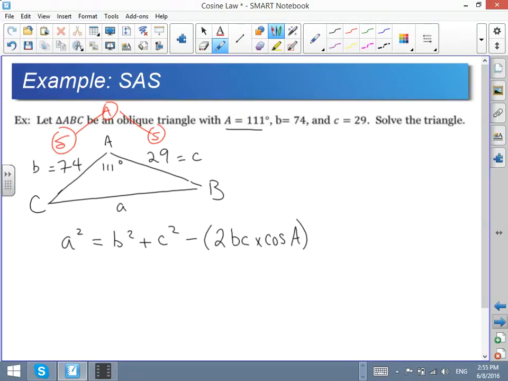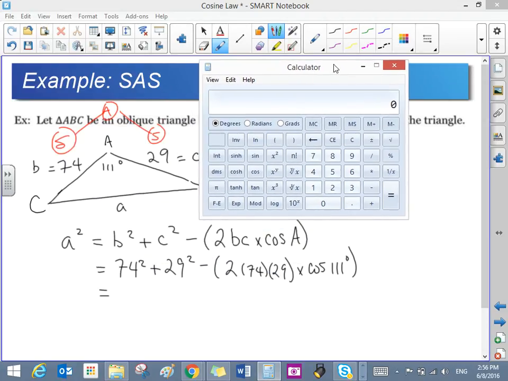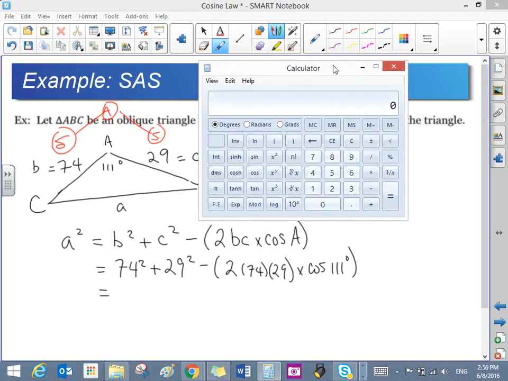Okay. So all we need to do now is do a substitution. So in go the values. So 74 squared plus 29 squared. You'll notice that we'll have some large numbers here. That's 2 by 74 multiplied by 29 multiplied by the cosine of 111 degrees. Now, ensuring that your calculator is in degree mode, let's go ahead and key this in. So watch closely as I process the calculation. I try to do it in as few steps as I need to, so I'm not writing down a lot of different numbers and rounding along the way.